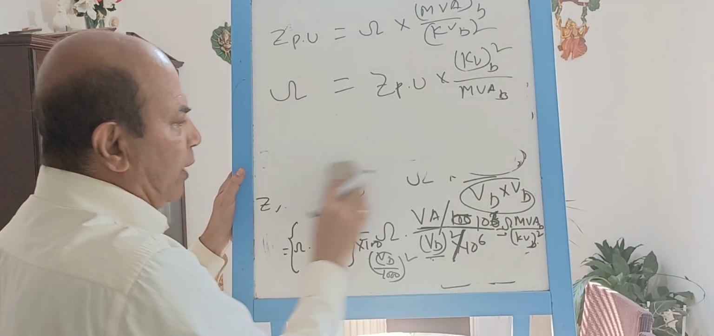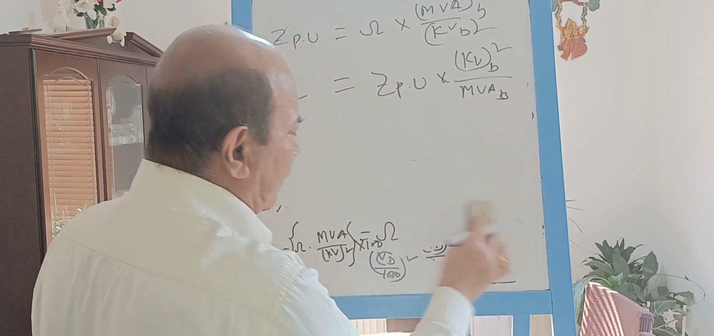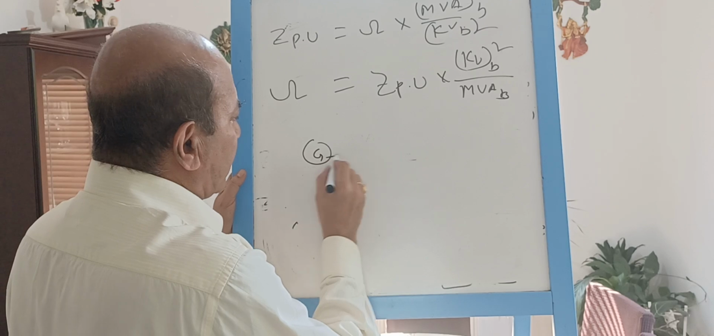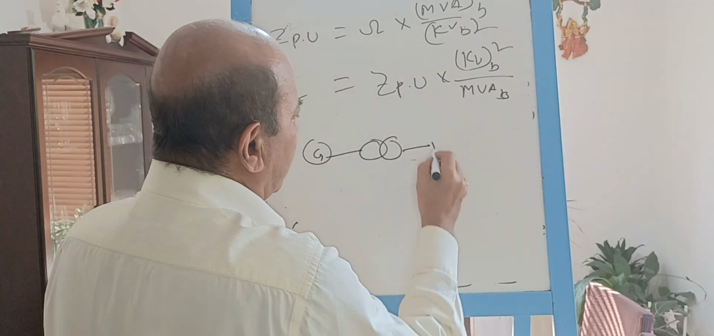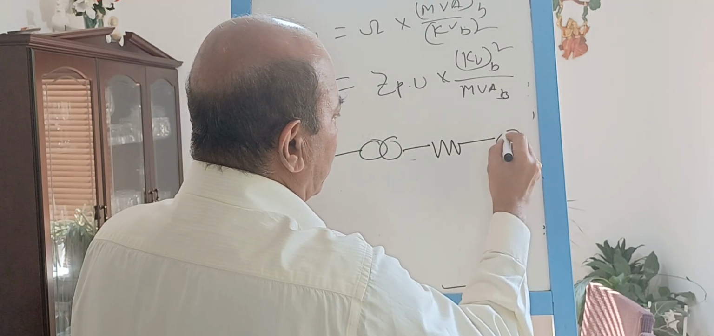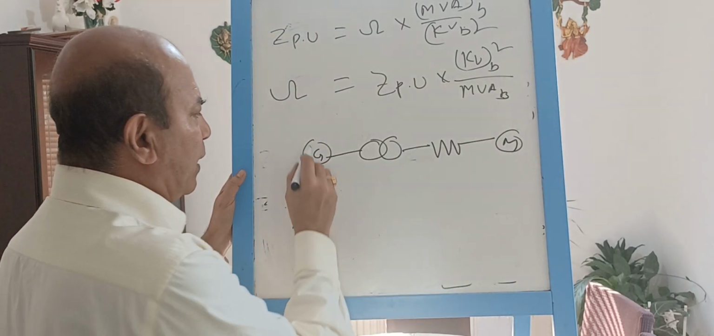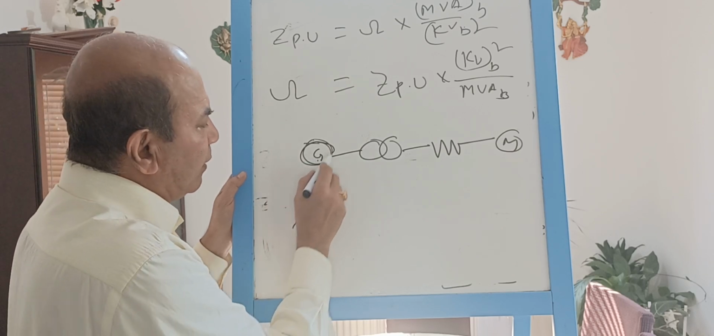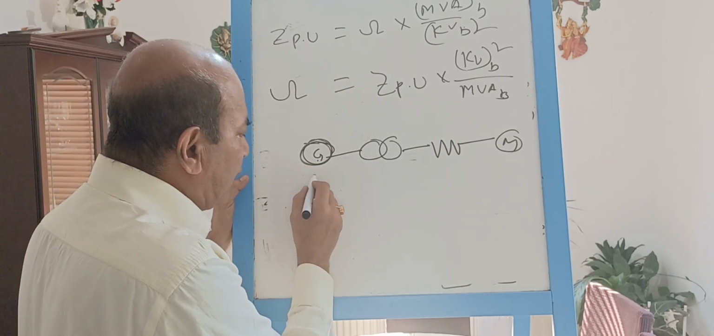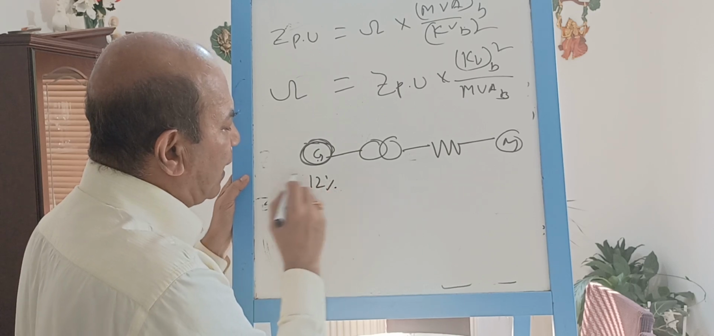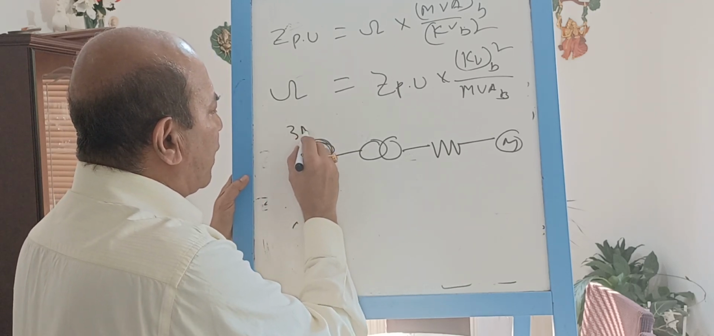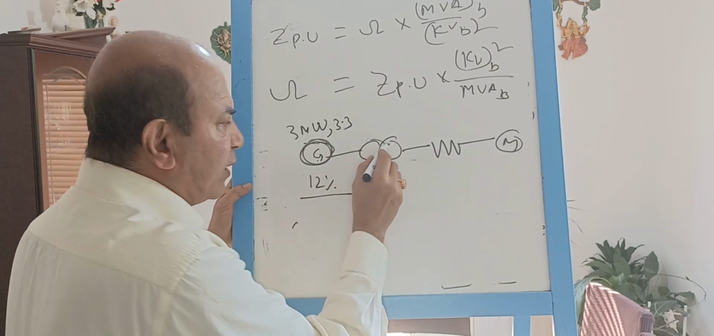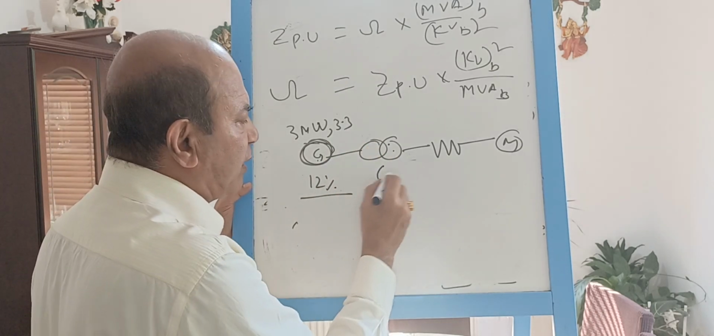Why do we discuss all these points? Because when there are multiple devices of different voltages, as I said already, suppose there is a generator, a transformer, then a cable, and a motor. Suppose this is a circuit. Normally the manufacturer always represents the generator impedance in percentage value. Suppose the generator has 12% impedance. Suppose the generator is a 3 megawatt generator at 3.3 kV, so they give a percentage impedance of 12%. The transformer impedance is also given in percentage, suppose 6% impedance.